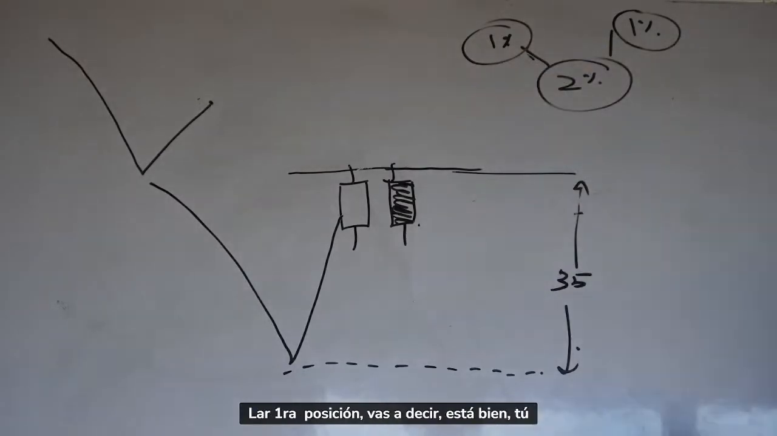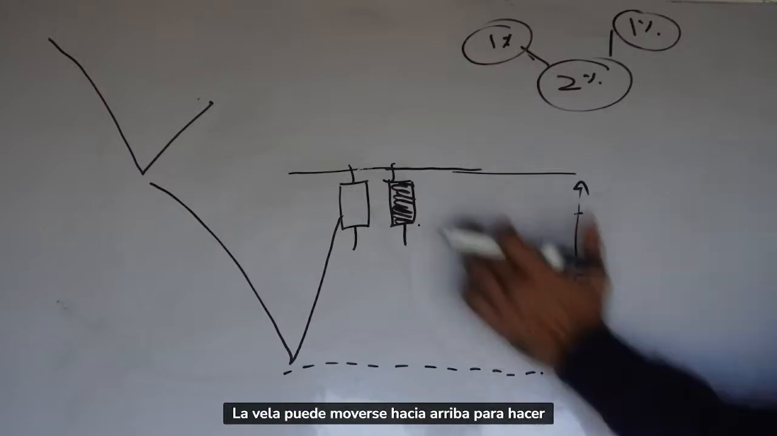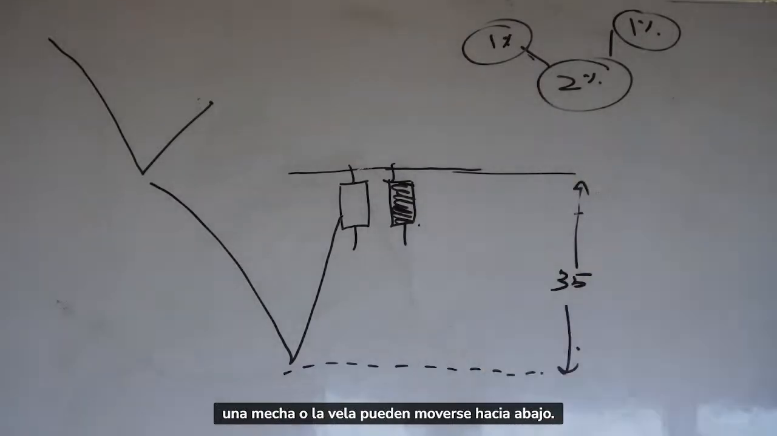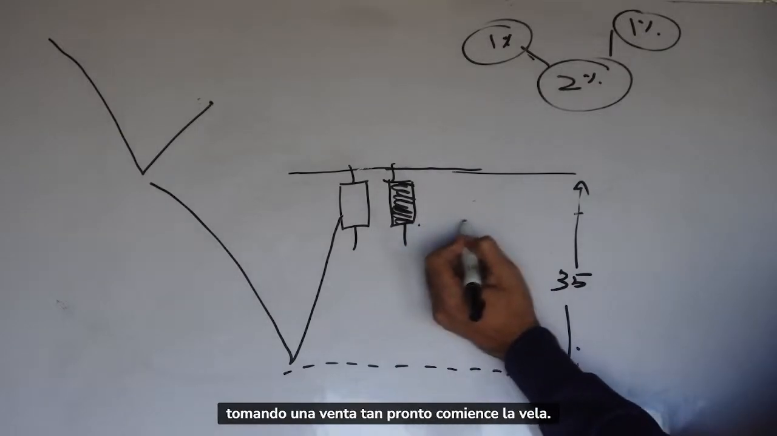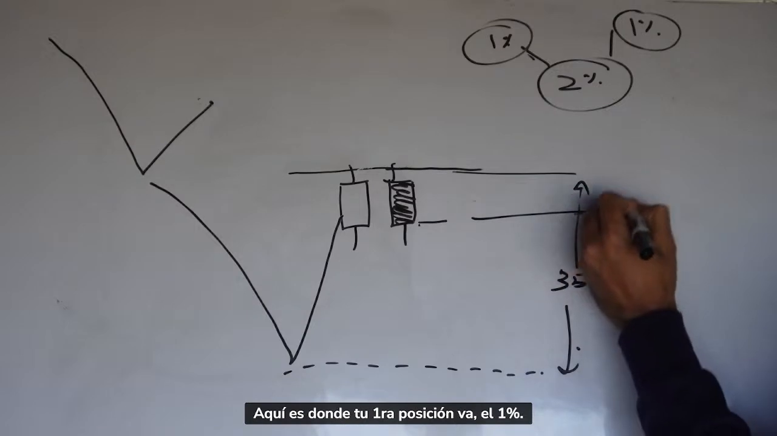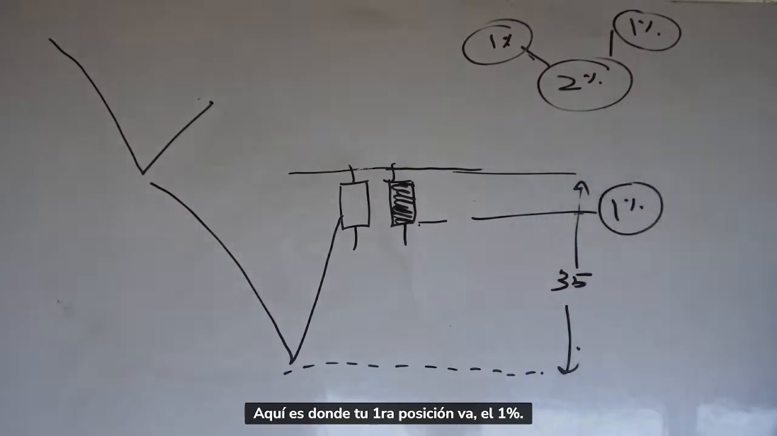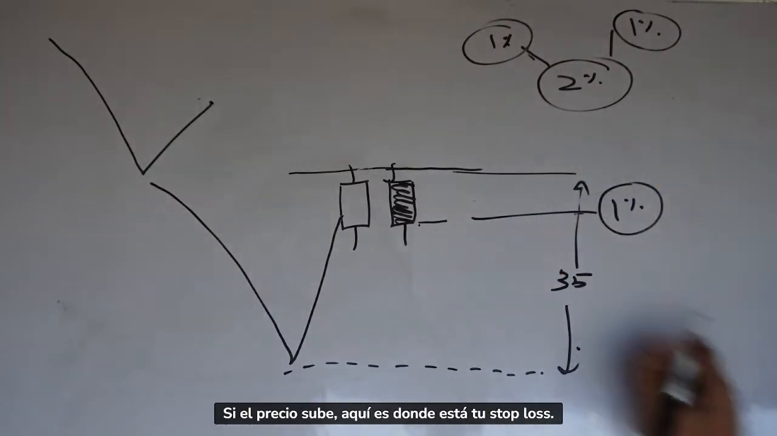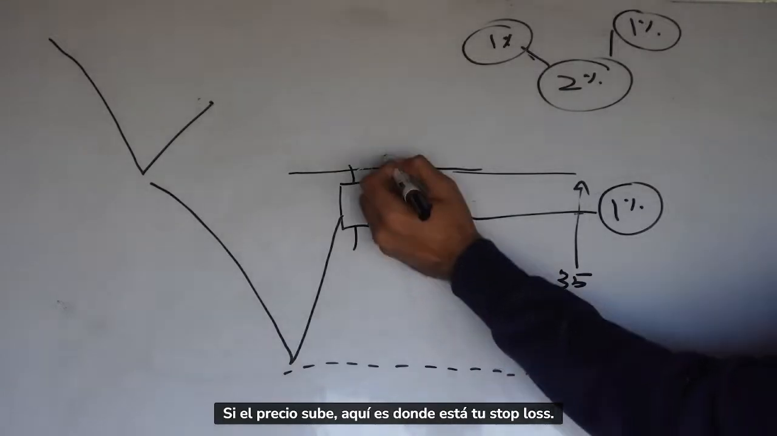The first position, you're going to say, okay, I'm going to take the first position. Now, these are all hypothetical situations, right? Candle can move up to make a wick, or candle can move down, right? So what happens at this point is that you're taking a sell as soon as the candle starts. So this is where your first position goes, 1%. You're using dynamic risk. Now, if price goes up, this is where your stop loss.